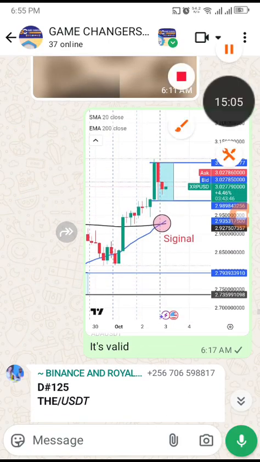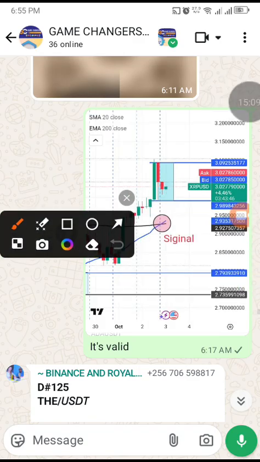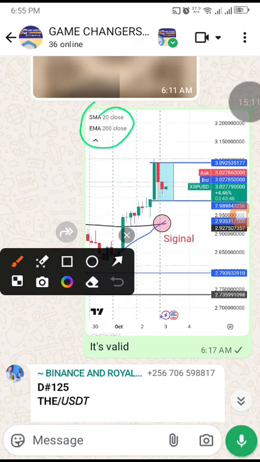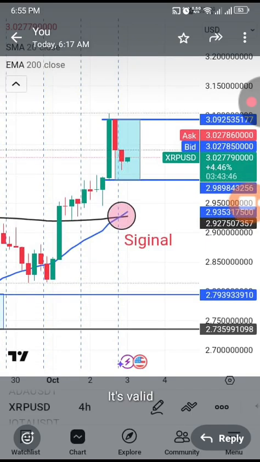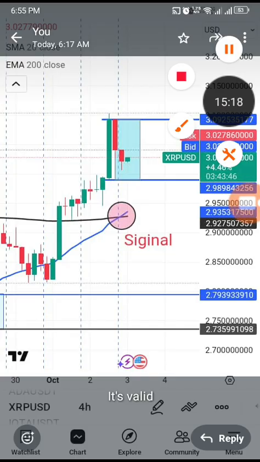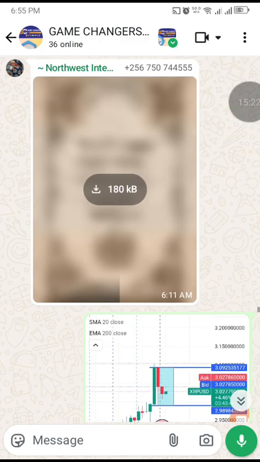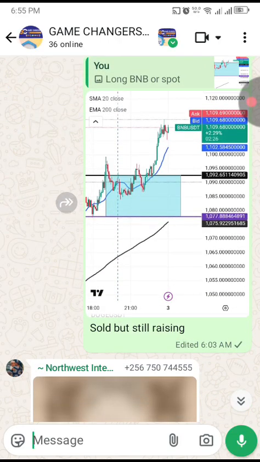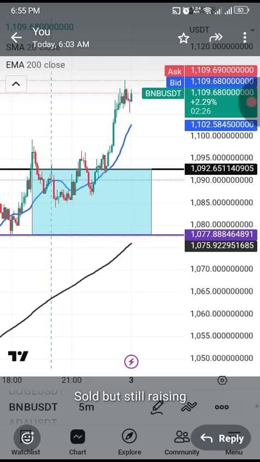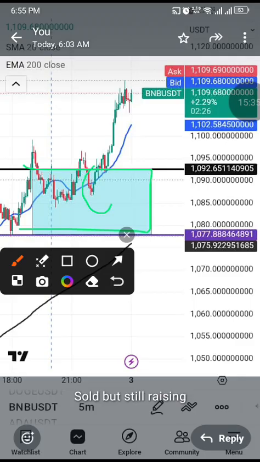You can see I had told them, let me show you. You can see I am using these two exponential moving averages, and I had given them XRP, and I think you have seen how XRP has gone up. Yes, so look, these are signals sold but still rising. So this was BNB. You can see I had given them this signal. You trade from here, I entered after here.